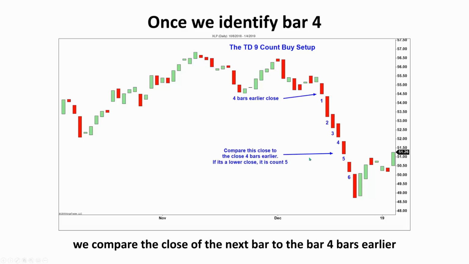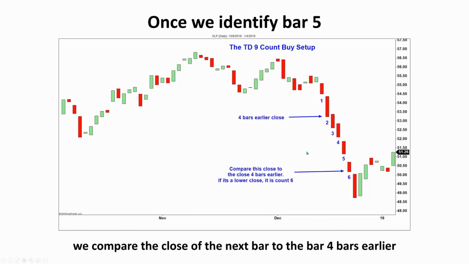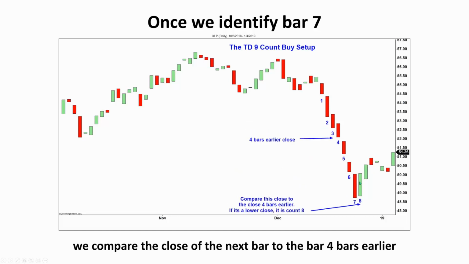We've got bar number 5. We have bar number 6. We're doing the same thing over and over again. We get to bar number 7. We take a look at bar number 8.